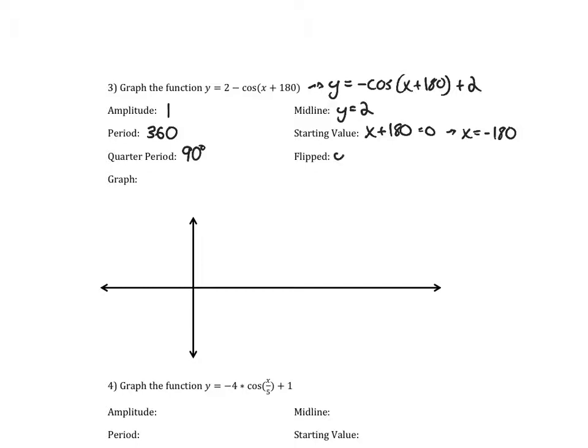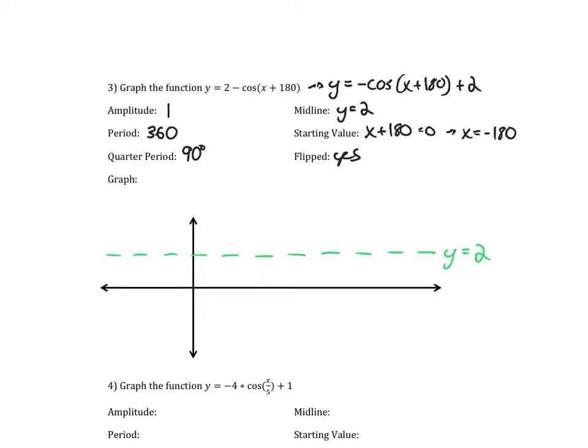And is it flipped? It's got that negative. Yes. So again, I'm going to start like I do every cosine and sine graph. I'm going to graph the midline, which is not at 0. What am I doing? It is at 2. So we're going to graph y equals 2 now. Okay, y equals 2.